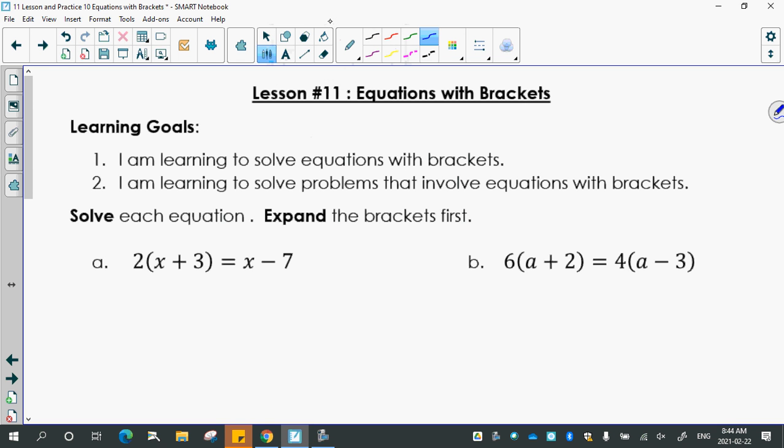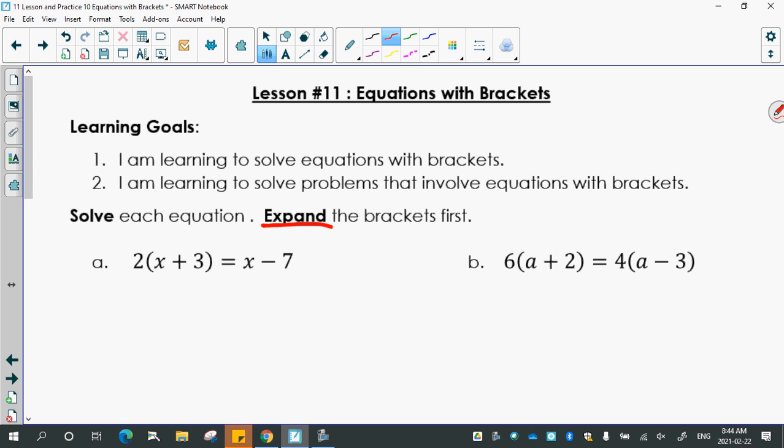All right, so equations with brackets. So we're learning to solve equations with brackets, and we're learning to solve problems that involve equations, okay? Some with brackets as well. So we're going to start off with how to solve an equation with brackets. The first step is to expand the brackets.